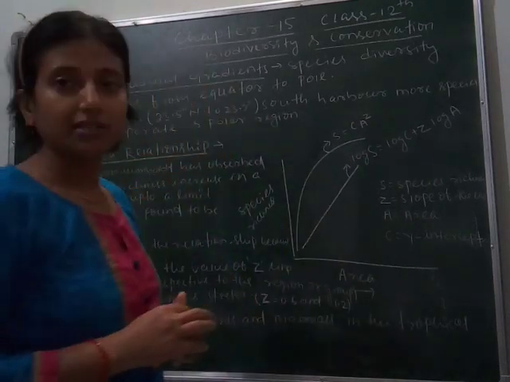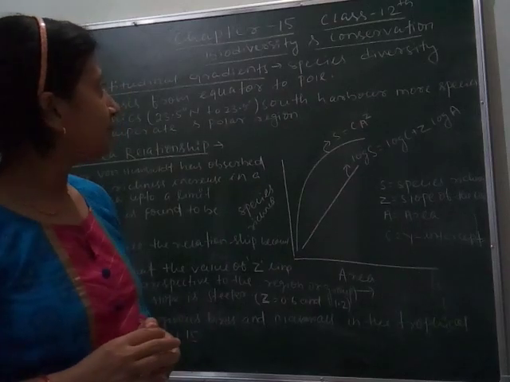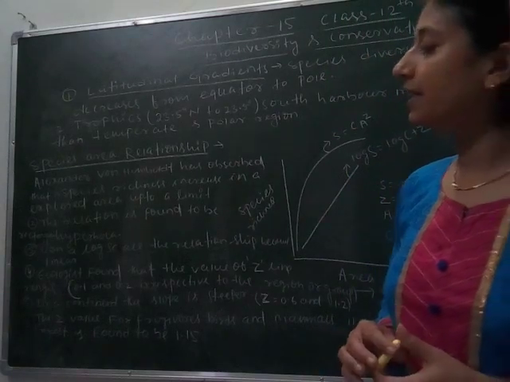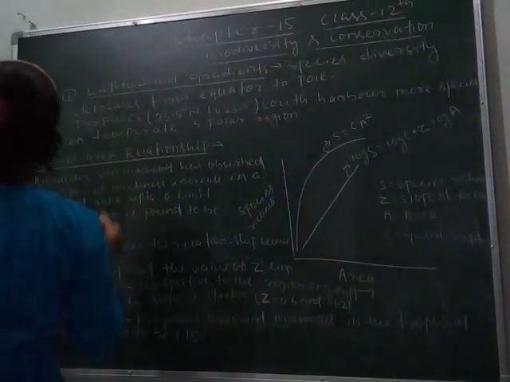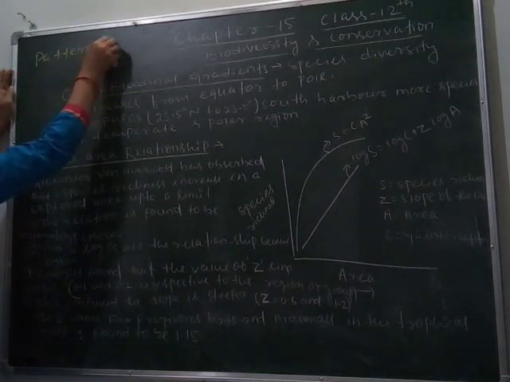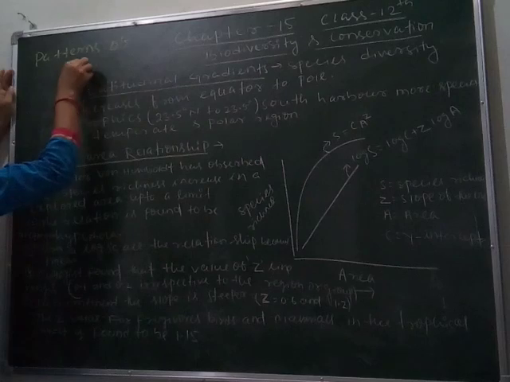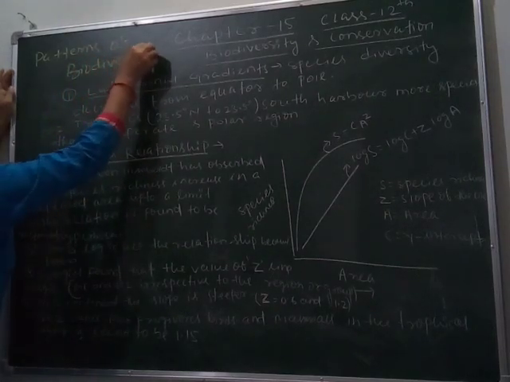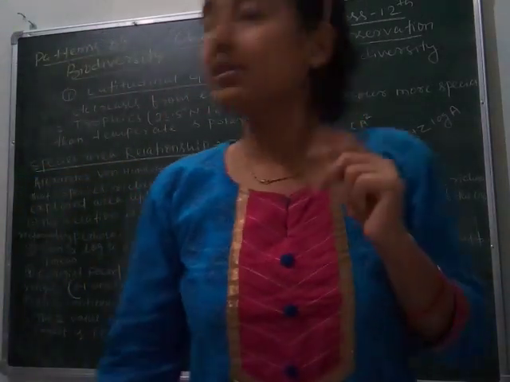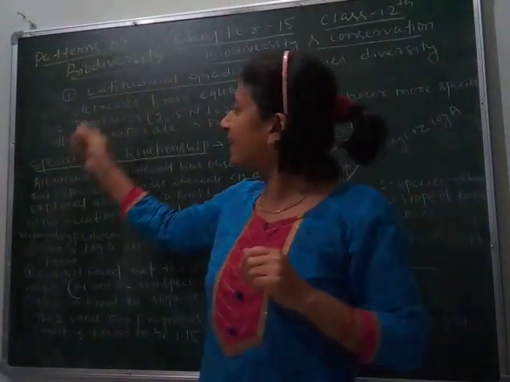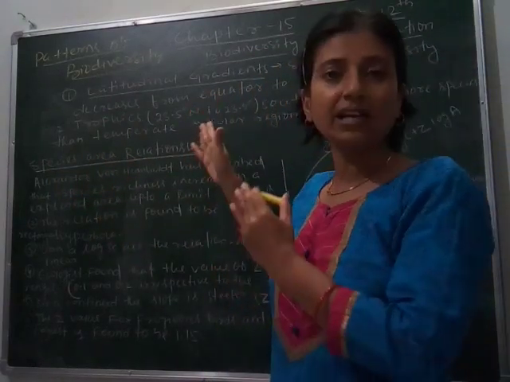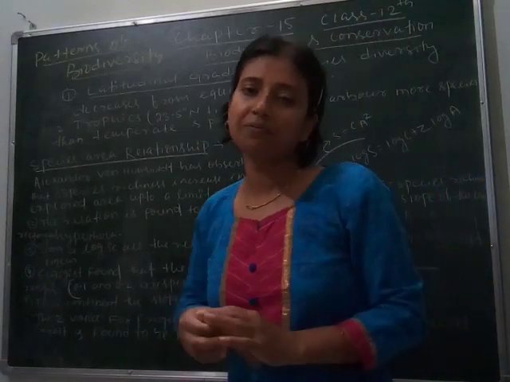So let's start chapter 15, biodiversity and conservation of class 12. Today we will study the topic patterns of biodiversity. In patterns of biodiversity, we will study two patterns: one is latitudinal gradient and the other is species area relationship. Means how these patterns help in creating a large number of species on Earth.